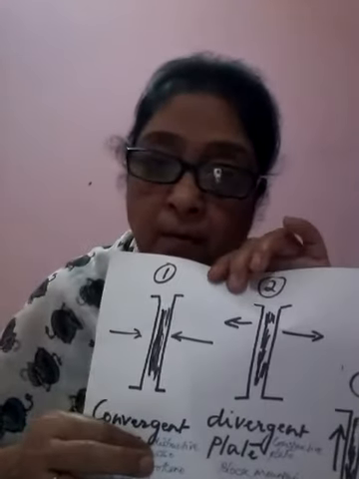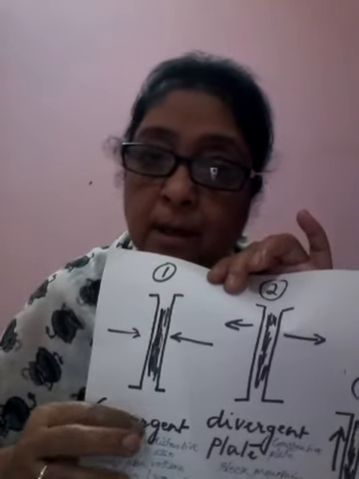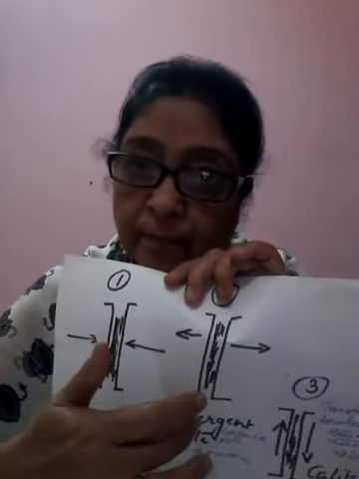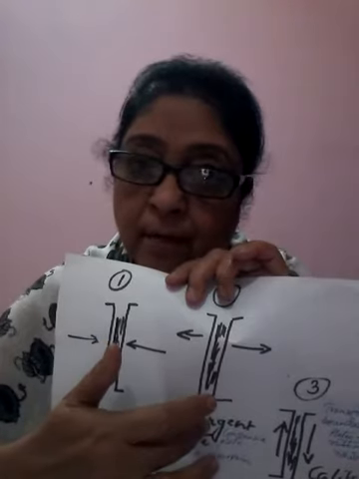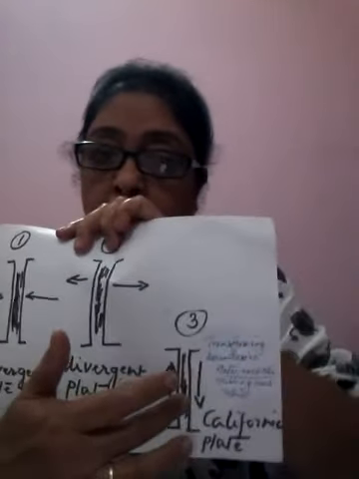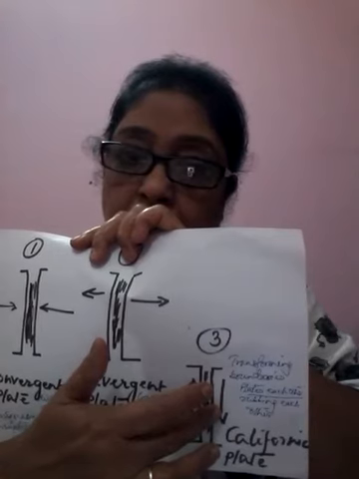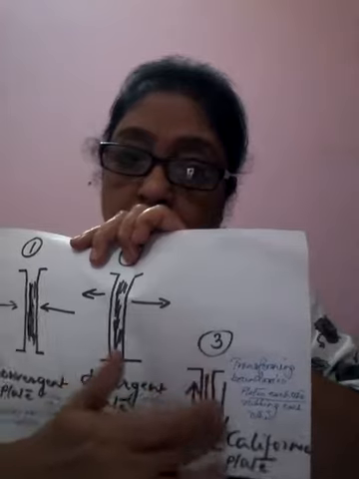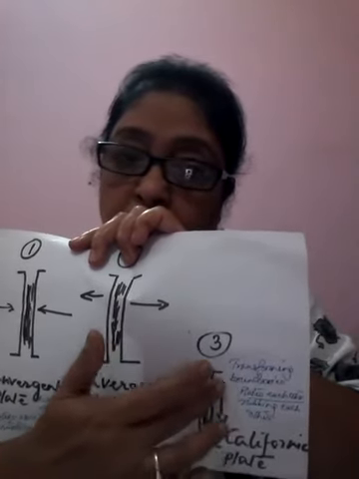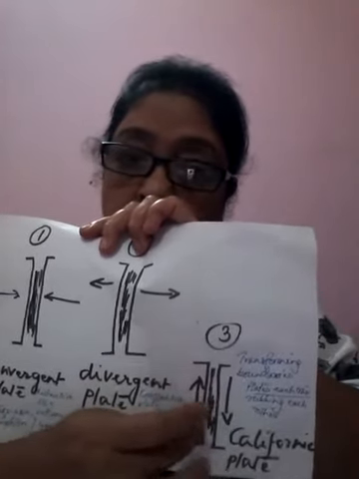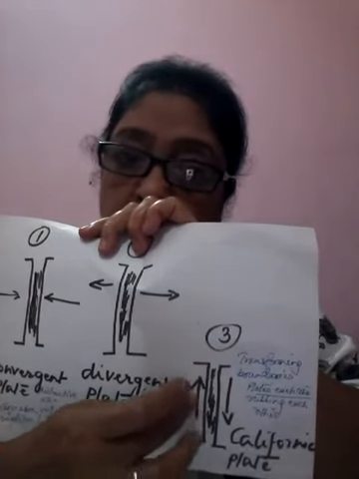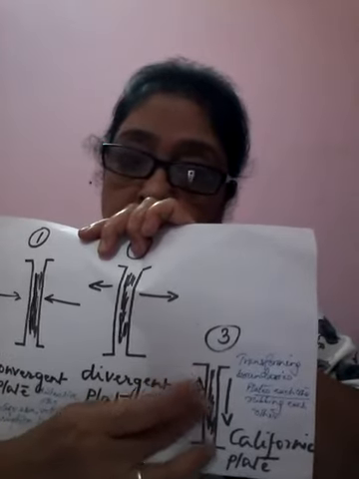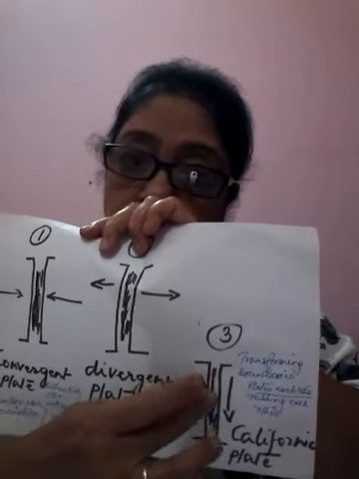The first one is convergent, not divergent, that is convergent. The second one is divergent plates. This is the second one, divergent plates. And the third one is the Californic plate. So in the third one, one plate is going upwards and downward, and the other is upward. That is called the Californic plate, where friction or rubbing takes place during this movement.